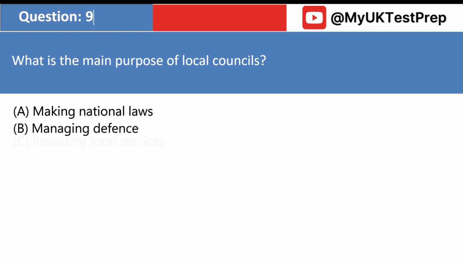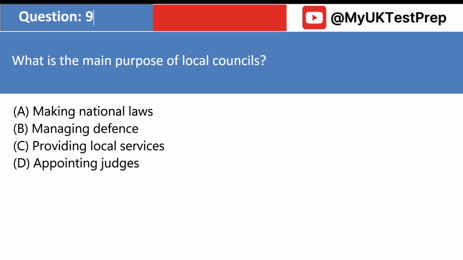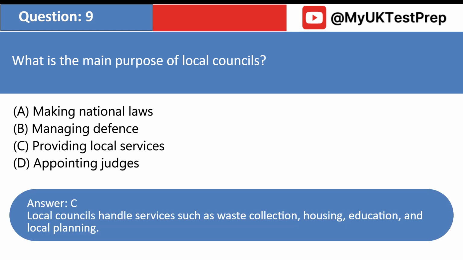What is the main purpose of local councils? A. Making national laws. B. Managing defense. C. Providing local services. D. Appointing judges. Answer: C. Local councils handle services such as waste collection, housing, education, and local planning.